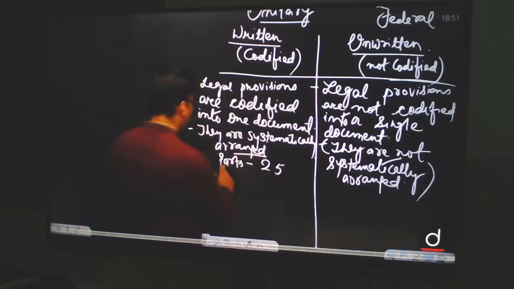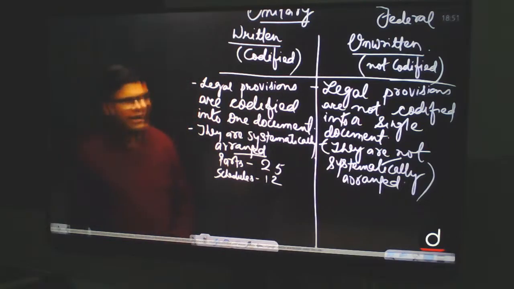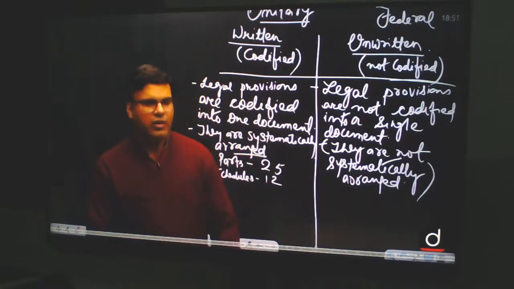How many schedules we have in our constitution? So we have 12 schedules in our constitution, which means very, very systematically arranged. And if I look at the number of articles that you have in our constitution, how many articles you have in our constitution? 512 articles. ये number कहां से आया?